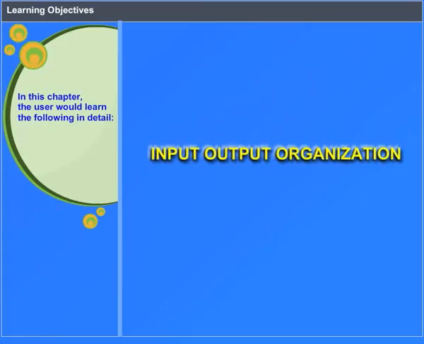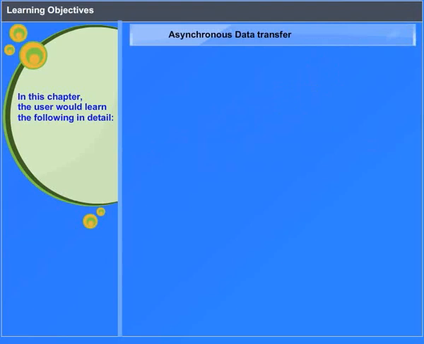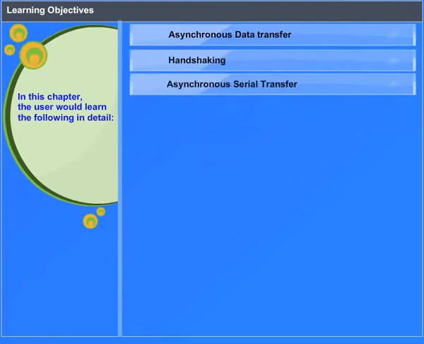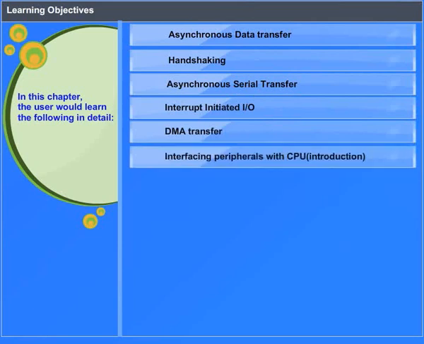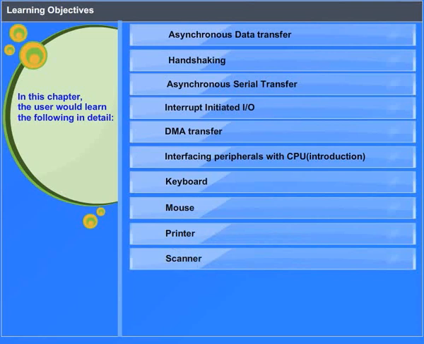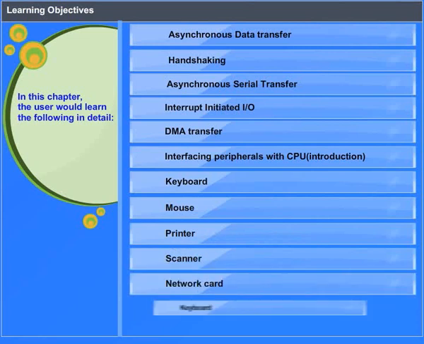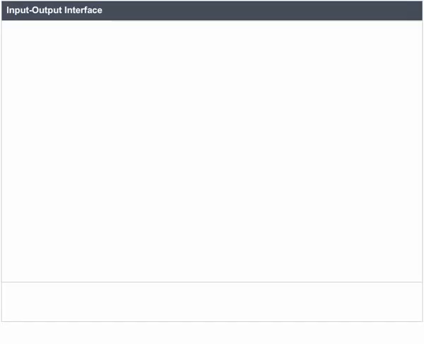Learning objectives. In this chapter, the user would learn the following in detail: asynchronous data transfer, handshaking, asynchronous serial transfer, interrupt-initiated input-output, DMA transfer, interfacing peripherals with CPU, introduction, keyboard, mouse, printer, scanner, network card, and introduction to pipelining and linear pipelining processor.